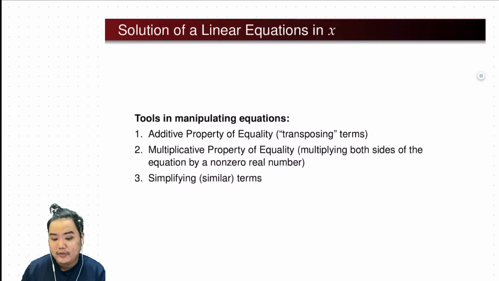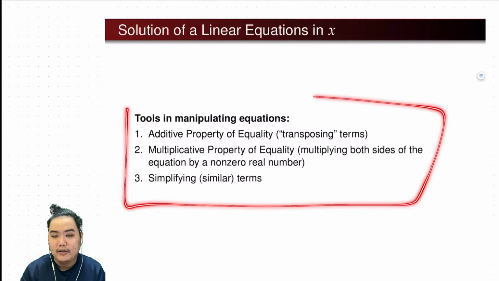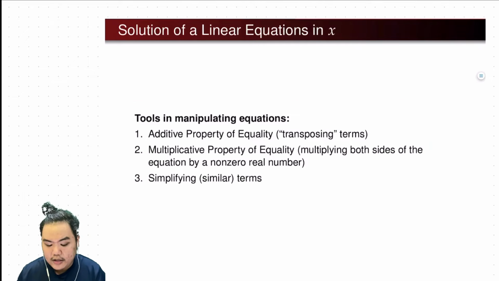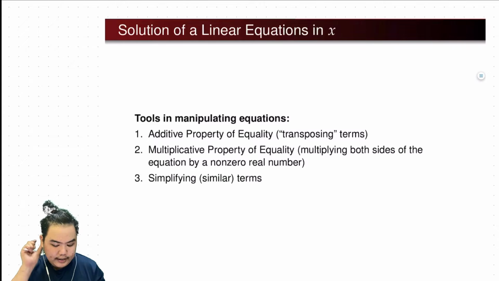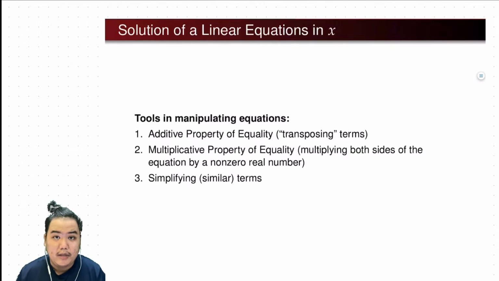Ito lang naman yung kailangan, itong 3 steps na ito or yung 3 tools na ito. You use the additive property of equality, ito yung transpose. Pag naglipat ka ng term sa kabilang side, nag-iiba yung sign niya. And then, yung multiplication property of equality ay nagmumultiply ka both sides by a non-zero number.